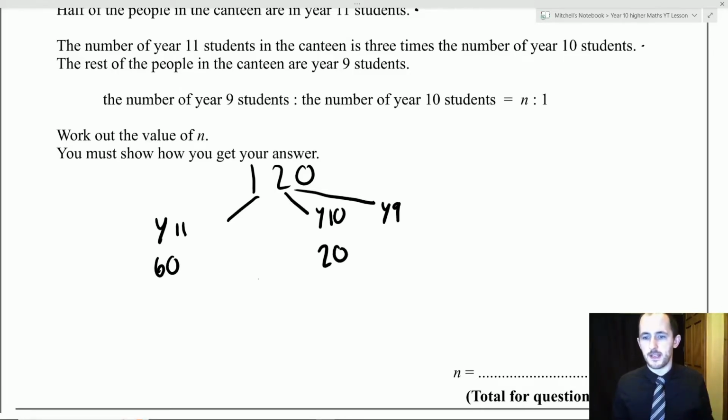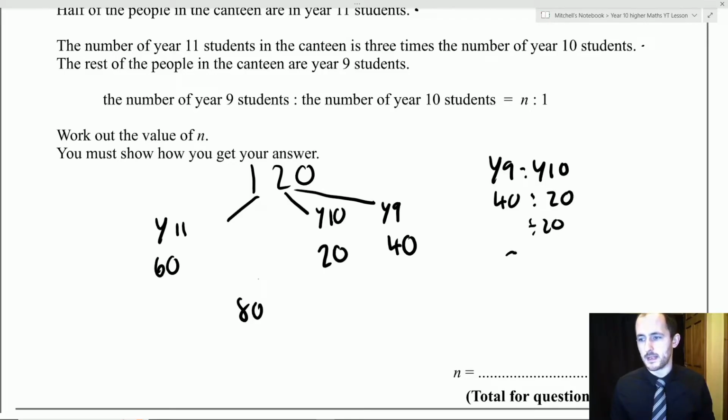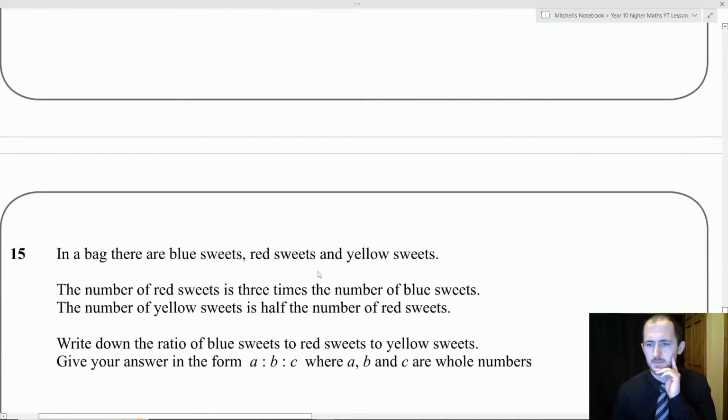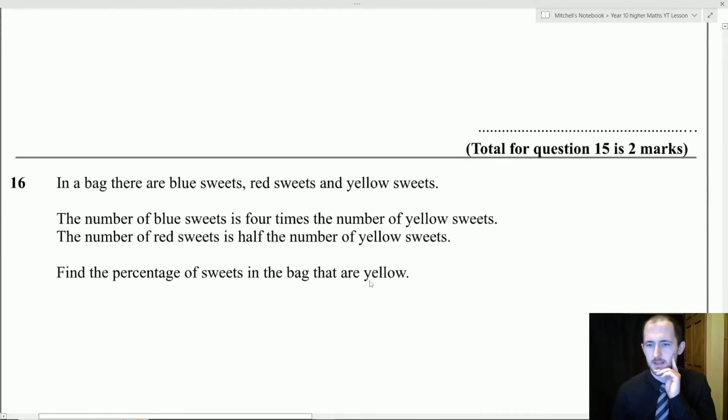The rest are year 9. So in total we have 80, and there's 120, so year 9 is going to be 40. So if we're doing year 9 to year 10, we start off with just 40 to 20. Divide both by 20, we get 2 to 1. Not bad. So n is equal to 2. It's only a 2-mark question. But yeah. Okay, that should be fine.